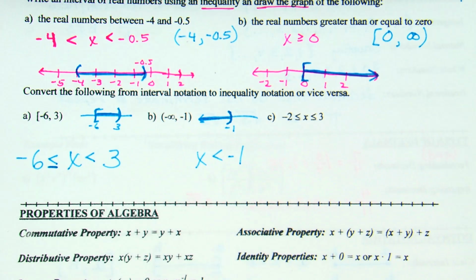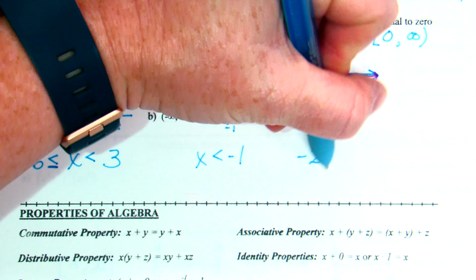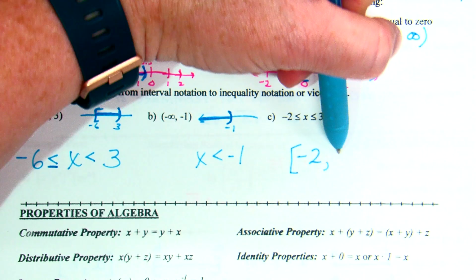Okay, C. This time we're reversing. They're giving us an inequality, because it has less than, greater than, so it has an x. We need to write the interval notation. Can you write the interval notation without a graph? I'm not saying you have to, but where does my interval start? Negative 2. What does negative 2 have with it? A bracket, because it's equal to. Where does my interval end? 3. And what does 3 have? A bracket.